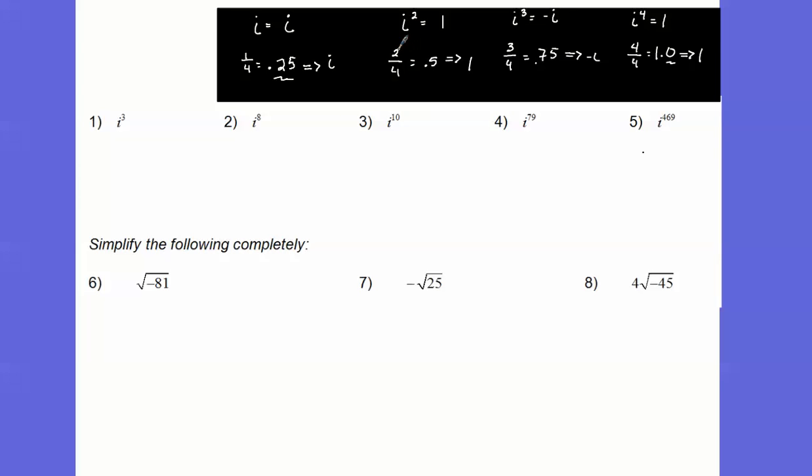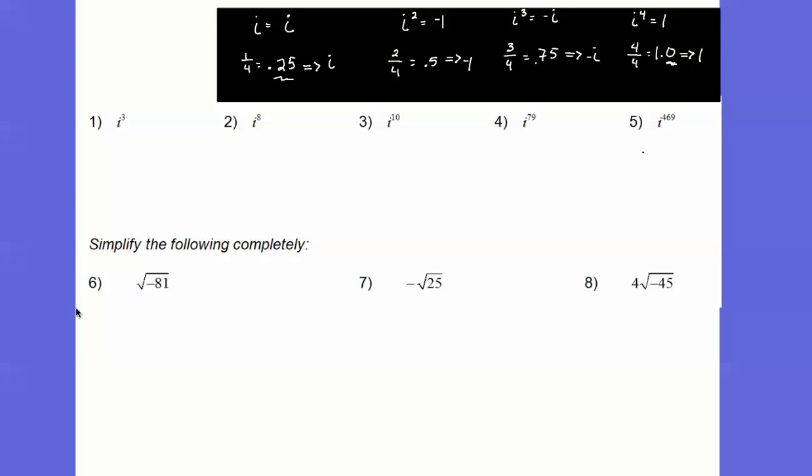i squared is going to be the power of 2 divided by 4, which would have a decimal of 0.5. That would indicate negative 1. Lastly, you would have i cubed, which is going to equal negative i. If you take 3 divided by 4, the exponent divided by 4, you would end up with 0.75. That will indicate a negative i. i to the fourth will equal positive 1. Positive 1 has a decimal of 0.0. We use that as an indicator that we're looking for positive 1.